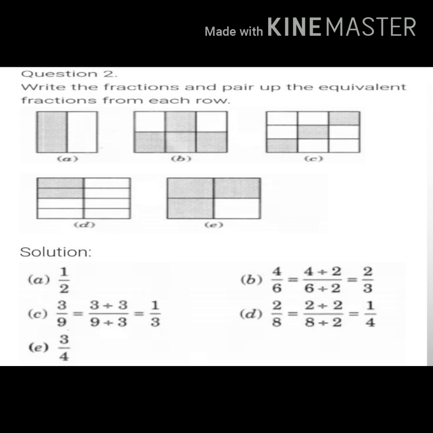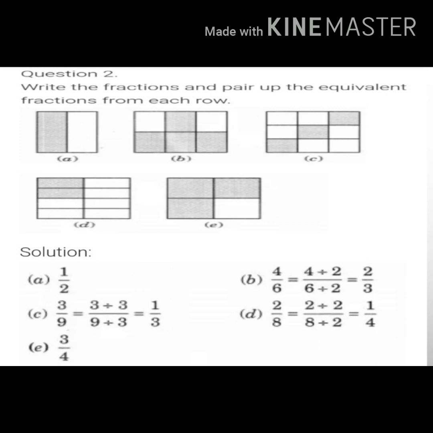Let's understand question 2. Write the fractions and pair up the equivalent fractions from each row. In this question, we have been given 2 rows. First, we will solve the first row, A part. In this figure, it is divided into 2 equal parts and 1 part is shaded. So the fraction will be 1 upon 2.